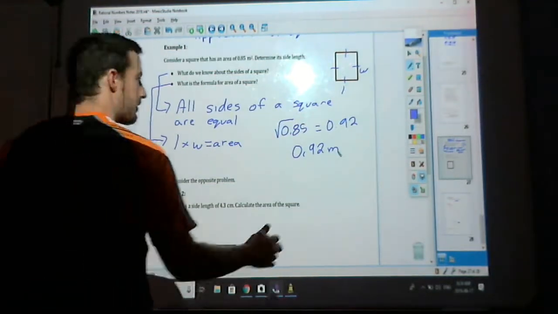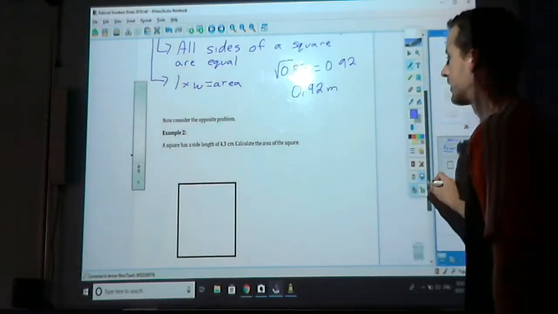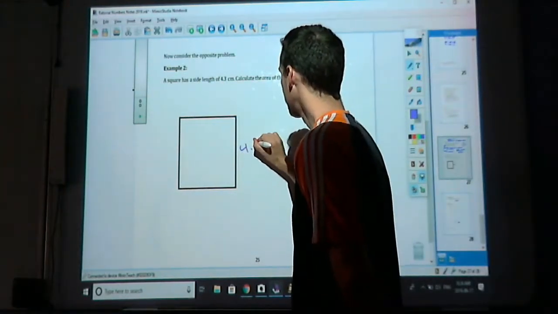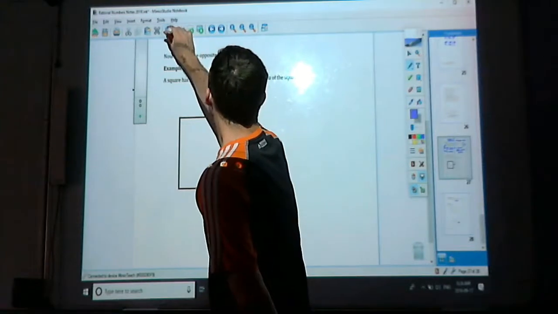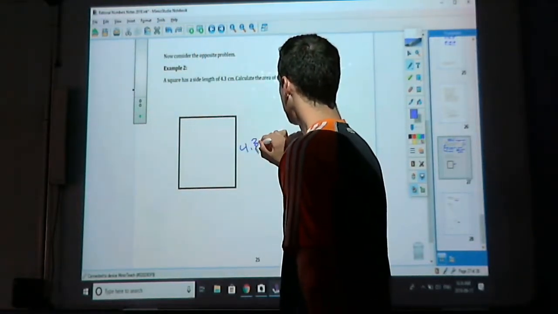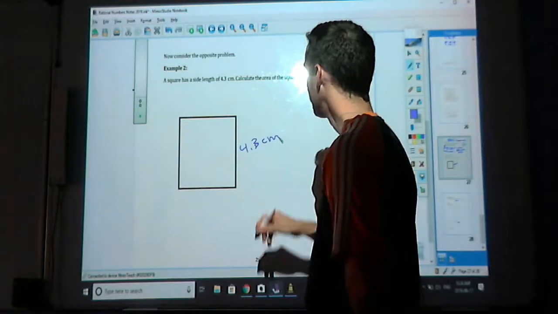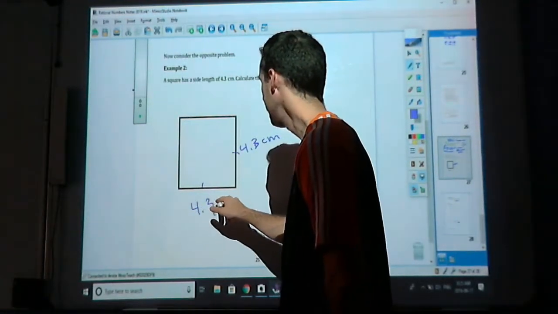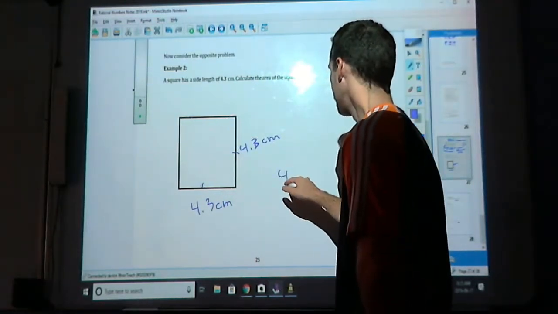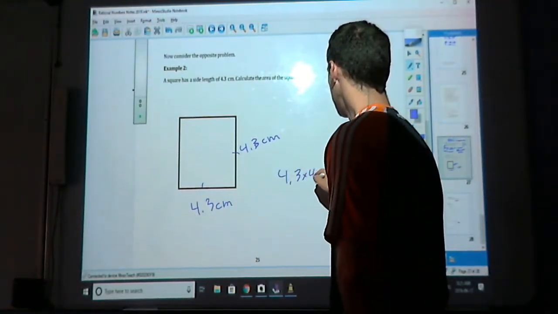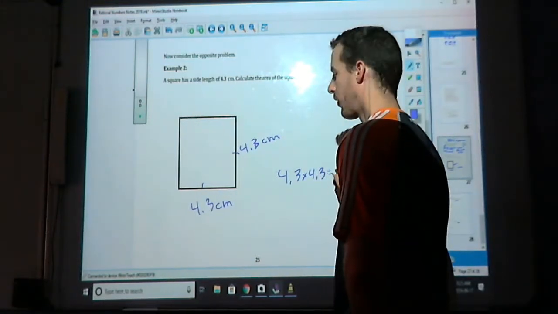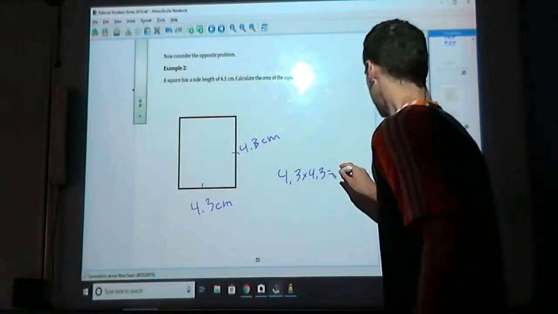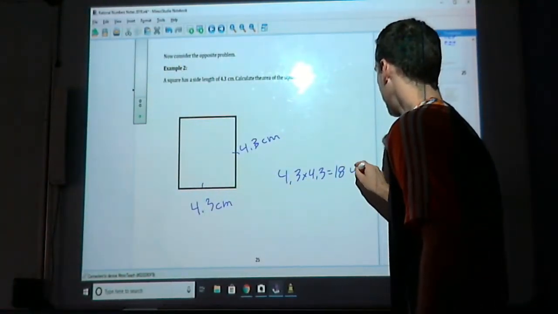Okay, let's go on to number 2. A square has a side length of 4.33 centimeters. Calculate the area of the square. Well, if all the sides are the same, 4.3, 4.3, we can just multiply those two numbers together. So 4.3 times 4.3 is going to give us our answer of 18.49 when we round it off.